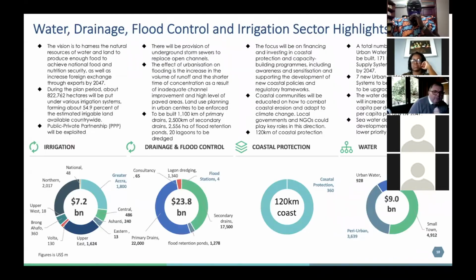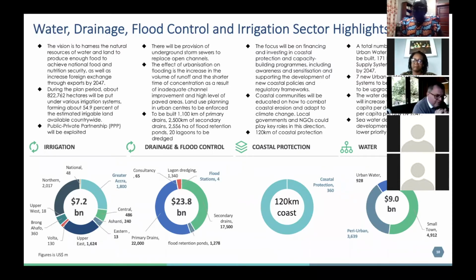Water drainage, flood control, and irrigation sector highlights significant investments on the irrigation side. You can see three key areas where they anticipate additional investments in irrigation: the northern sector, Greater Accra, and the Upper East. This is to put about 800,000 hectares of land under irrigation systems, which forms about 55% of the irrigable land available in the country. Again, focusing on PPPs in this space.